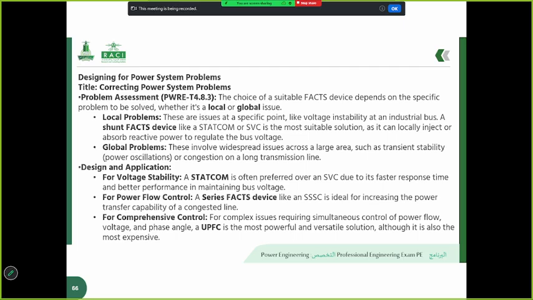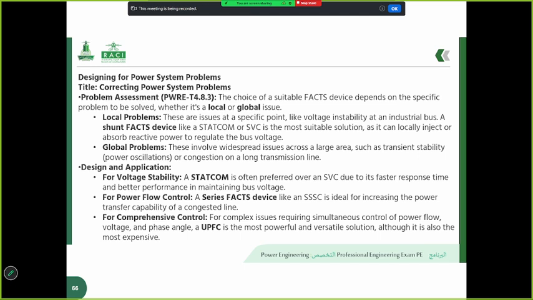Okay, this slide, correcting power system problems, delves into the practical application of FACTS devices by focusing on how to select the right device to solve specific power system issues.